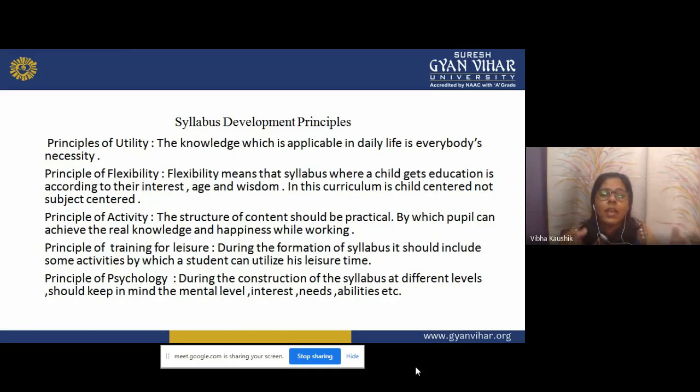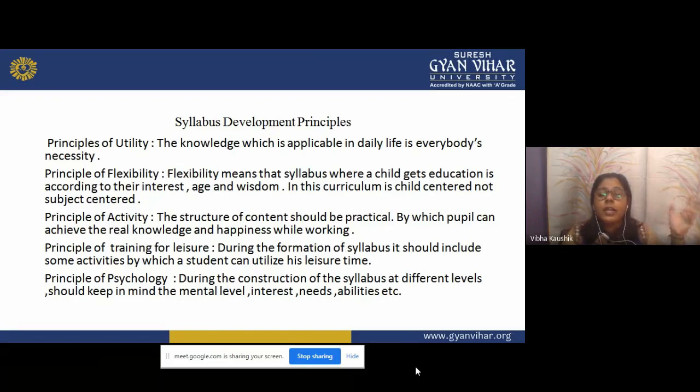Now, what do they say? By flexibility in the syllabus, we mean that when a child is getting education according to their interests and according to their age and wisdom, then only will we call it a flexible syllabus. While creating a syllabus, we should keep in mind that the principle of flexibility should be attained. The curriculum is child centered and not subject centered.